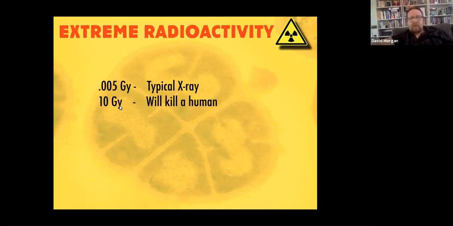So 10 grays of radioactive exposure is enough to kill a human. It takes more than that to kill a bacteria. There are some places where we use radioactivity to sterilize things. Some food that you eat has had the bacteria killed by radioactivity. It takes more radioactivity to kill a bacterium than it does to kill a human, about 6 times as much to kill an E. coli bacterium.